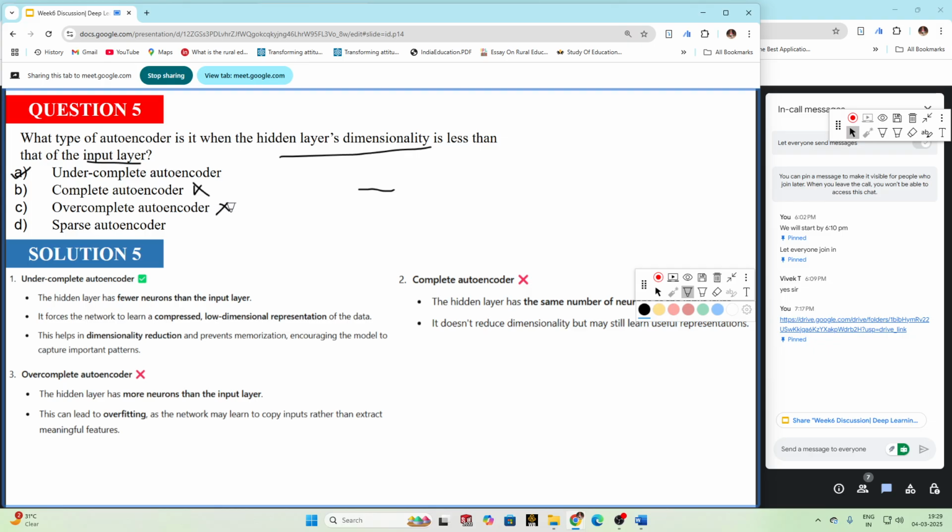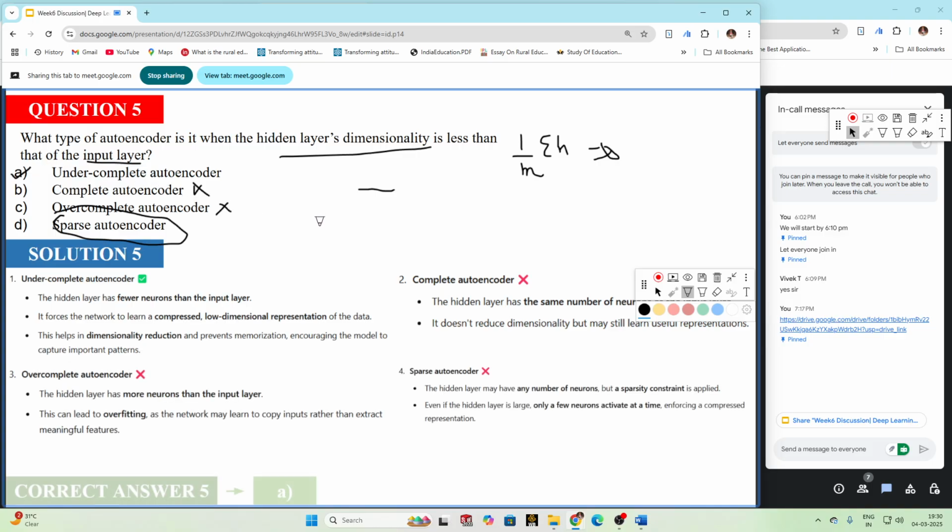Over complete, this is also false. Sparse autoencoder is something else. In a sparse autoencoder, the average value of h, if there are m neurons, the average value of h will be close to 0. That is, the average value of the neurons in the hidden layer will be close to 0. So that is a sparse autoencoder. So option A is the correct answer.